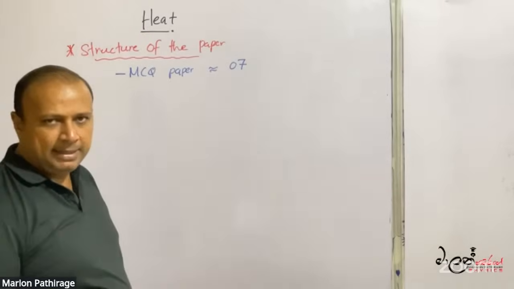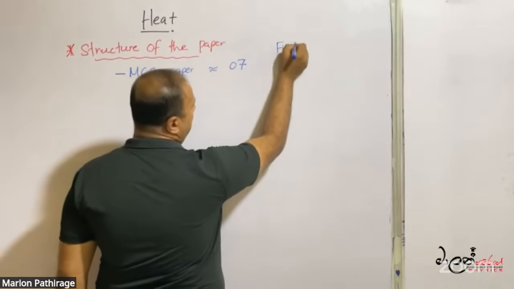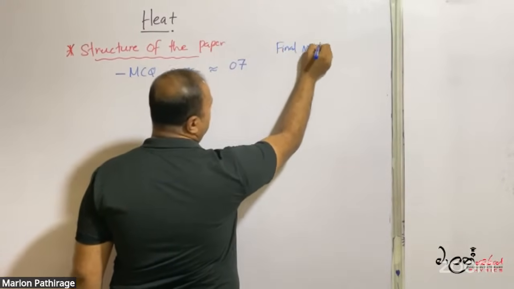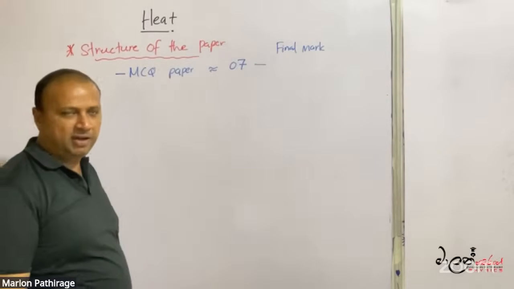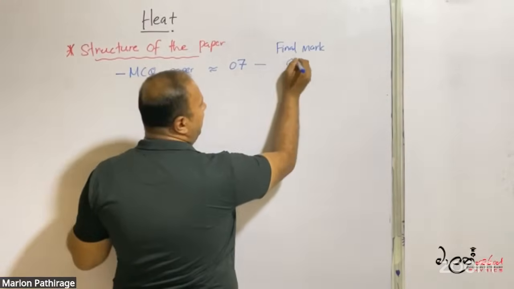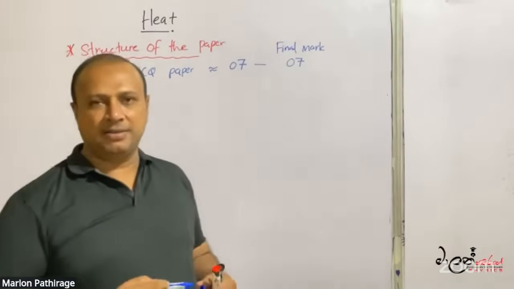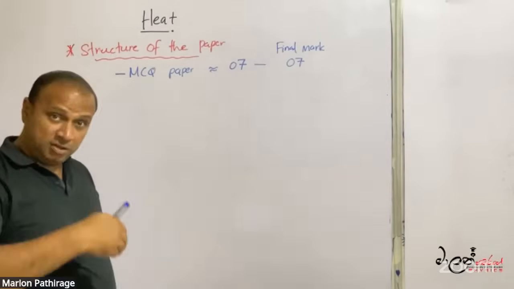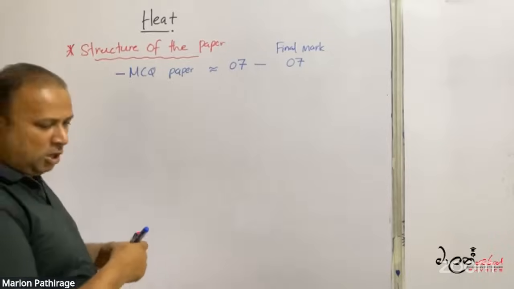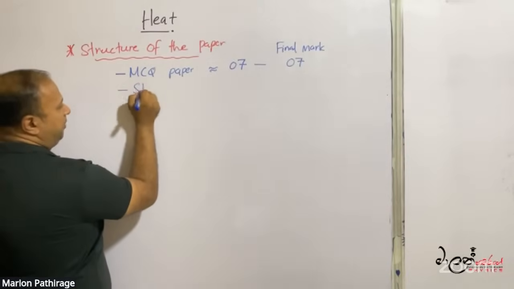That means in our final paper, 1 MCQ represents 1 mark. Therefore, there will be 7 marks in the final paper for the heat lesson.